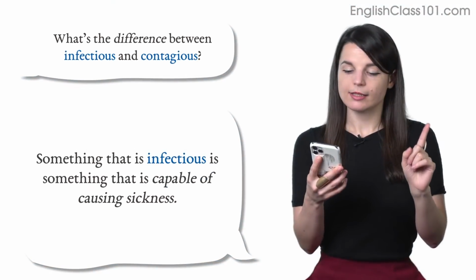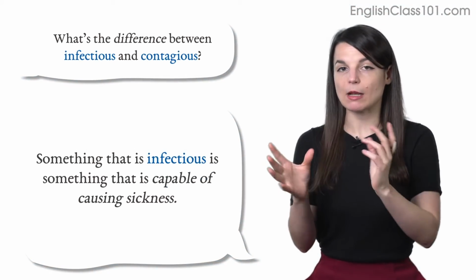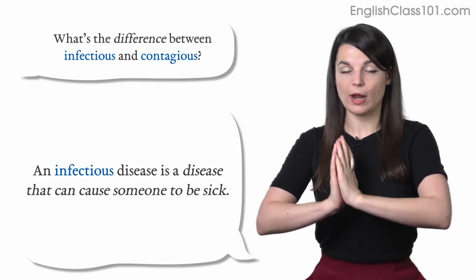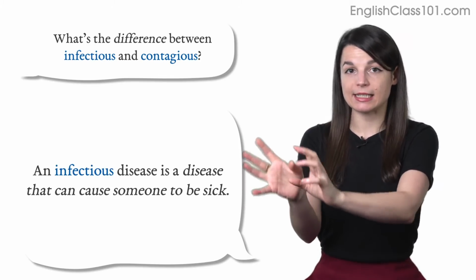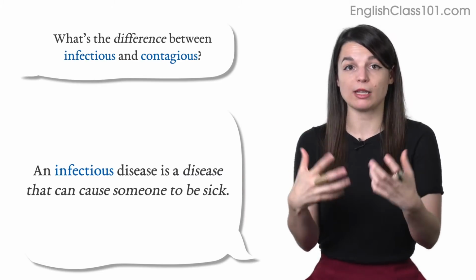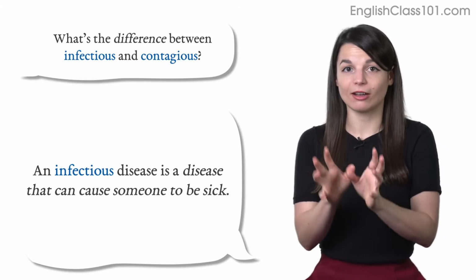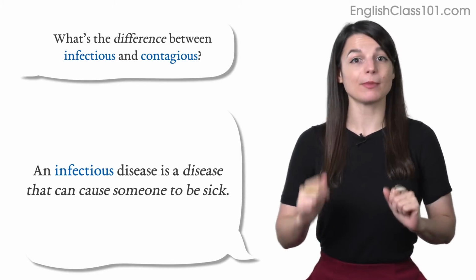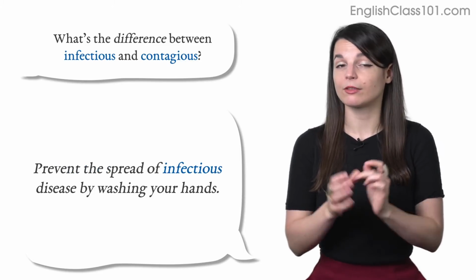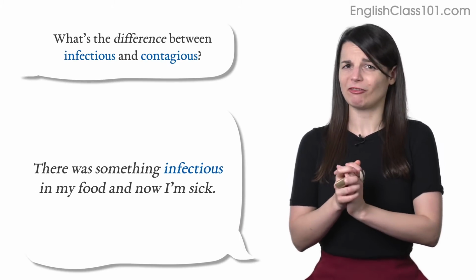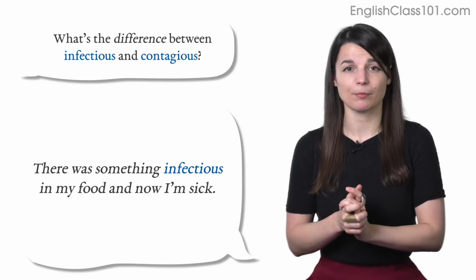Good question. Something that is infectious is something that is capable of causing sickness. So an infectious disease is a disease that can cause someone to become sick. So that means that diseases are commonly called infectious diseases. Some examples. Prevent the spread of infectious disease by washing your hands. There was something infectious in my food and now I'm sick.